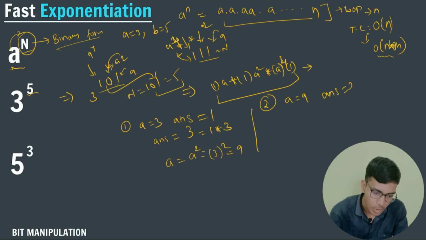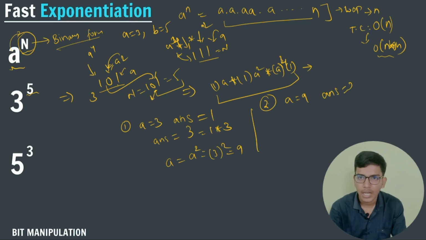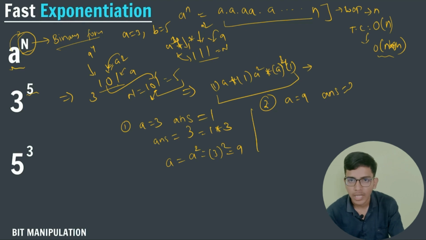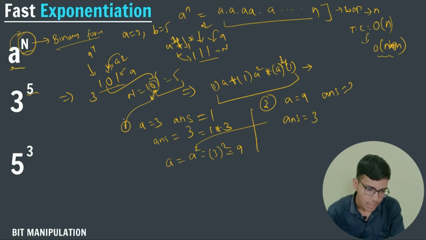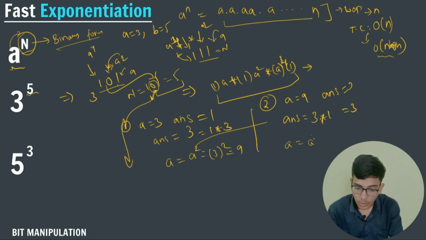Here you can see that on the second iteration the bit is 0. Whenever we get a bit 0, we just keep the answer as it is. So answer is equal to 3 now. So if I get 0, then I will just put 1 here. So the answer will be 3, and I am going to square my a value again, that is 9 squared.